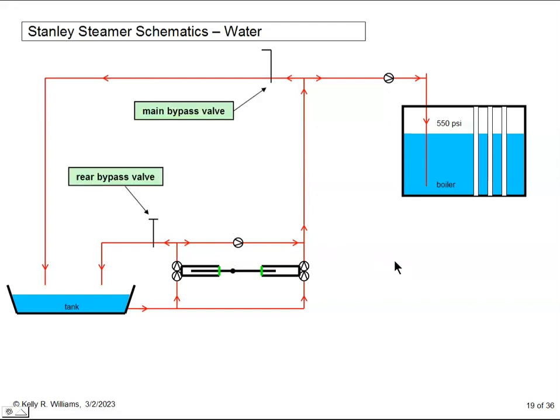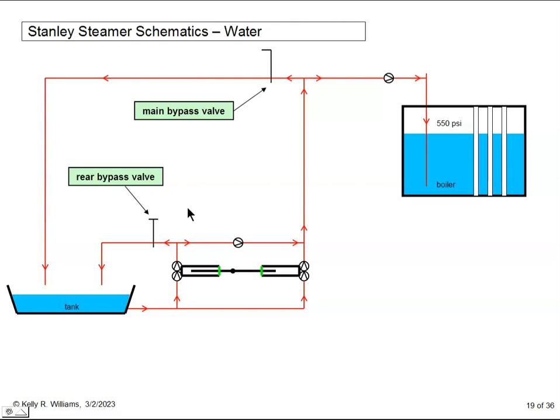Notice here that the rear bypass valve controls only the water from the rear pump. The main bypass valve controls all the water that's being pumped. When it's open, it's bypassing the output from two pumps if the rear bypass is closed, or bypassing the output from only one pump if the rear bypass is open.